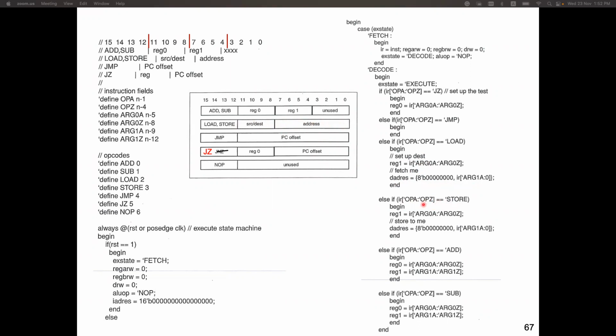Then store, if the bit 15 to 12 equals store. We do the same thing as the load, basically the same thing. We find the register 1's address and destination and the data memory's address. If the instruction is add, we need to find the address for register 0 and register 1, as shown here. The addresses are contained in the instruction bits. If it is subtraction, it is the same: find the register 0 and register 1's value address.